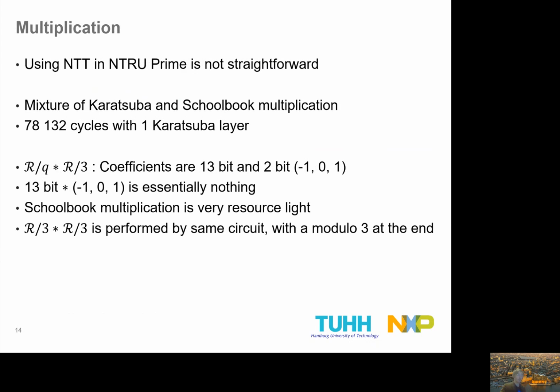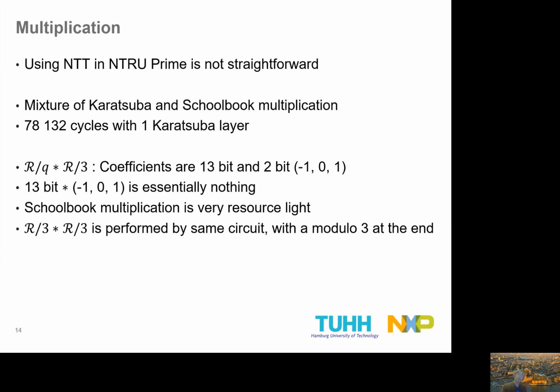With multiplication, there's also the interesting fact that due to the design of the ring, so this x to the power of p minus x minus 1, using NTT is not straightforward. It is not impossible. It is just significantly more difficult than in other lattice schemes, and this is also why pretty much all other lattice schemes use NTT for fast polynomial multiplications. But in NTRU Prime, this is not simply done. So instead, I use a mixture of Karatsuba and Schoolbook multiplication. And this actually achieves decent performance. Even with just one layer of Karatsuba multiplication, multiplication takes just over 78,000 cycles.